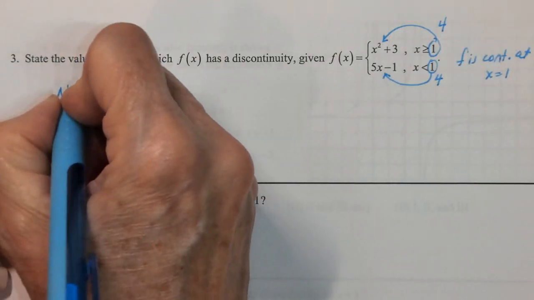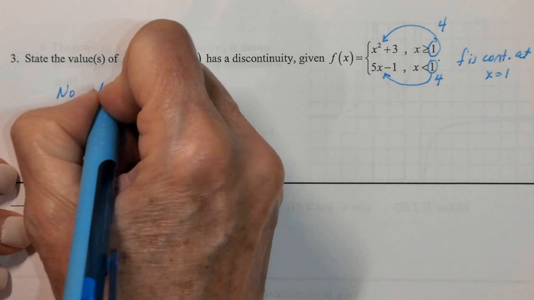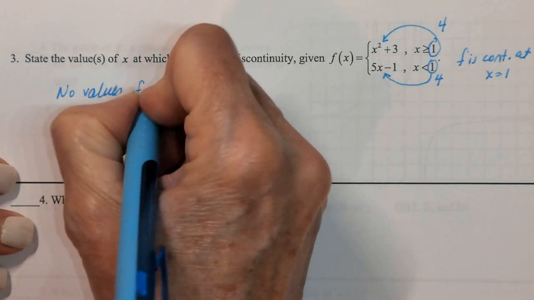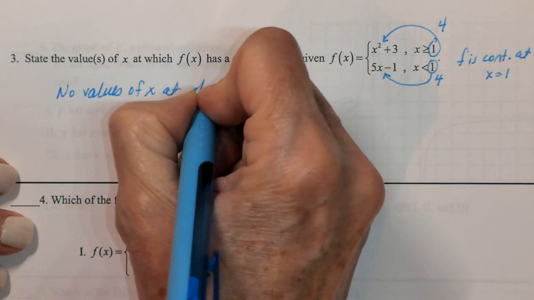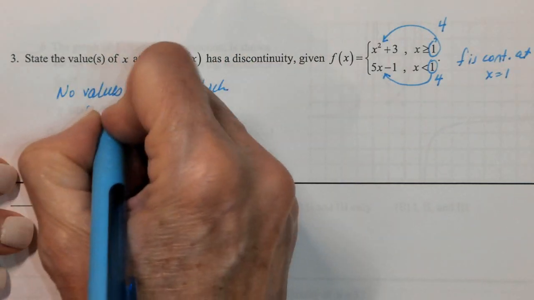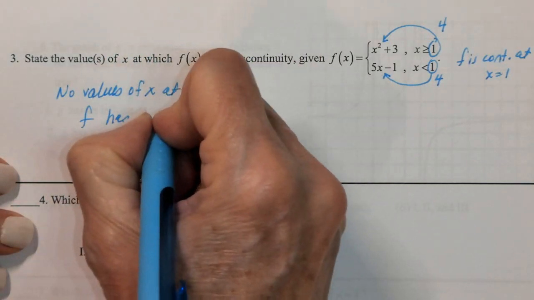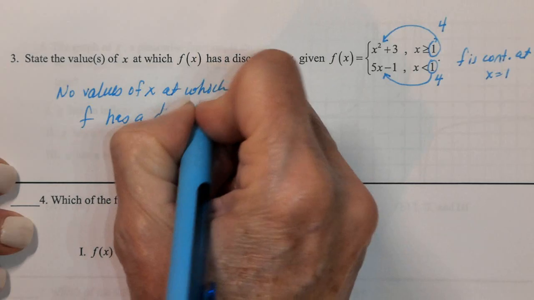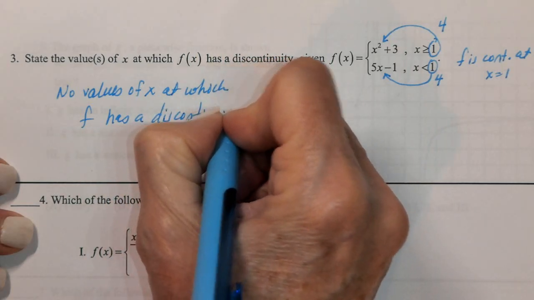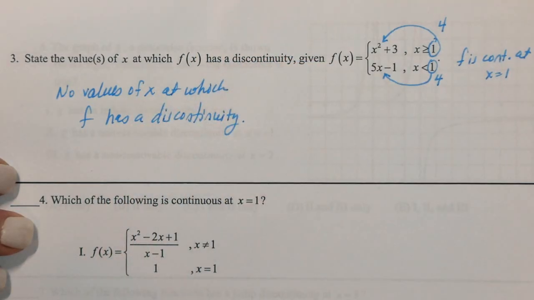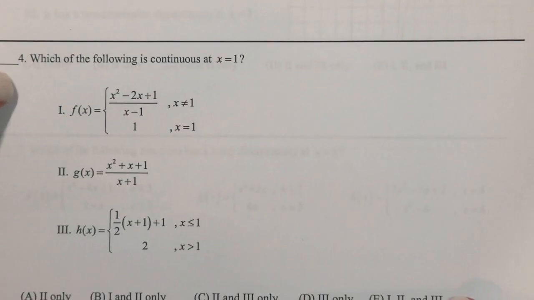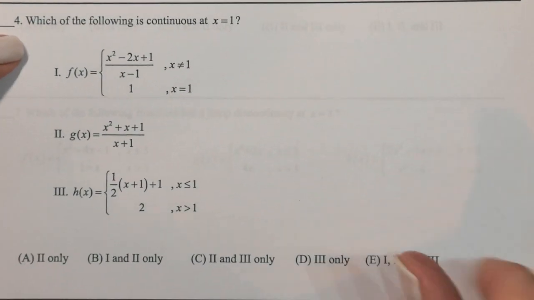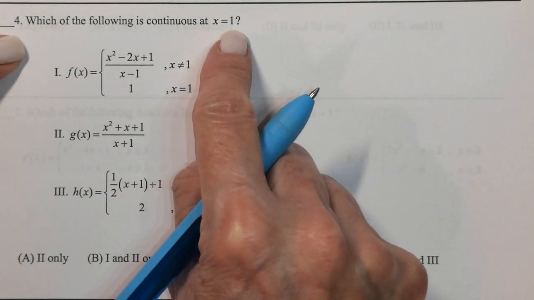There are no values of x at which f has a discontinuity. Okay, which of the following is continuous at x equals 1?